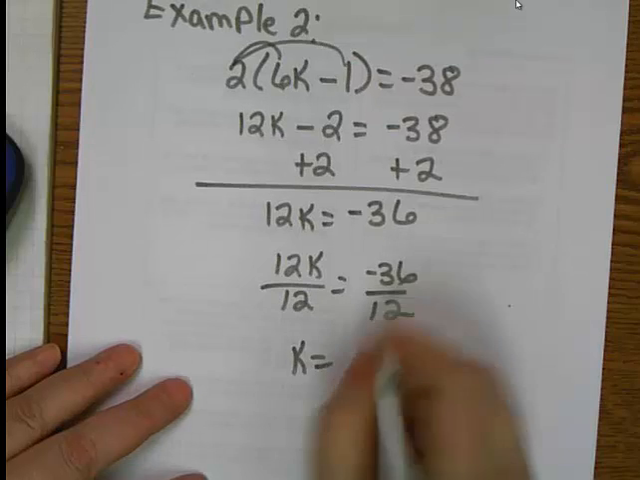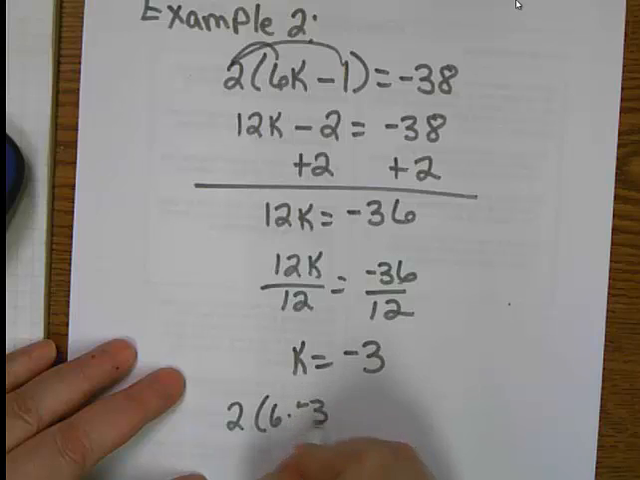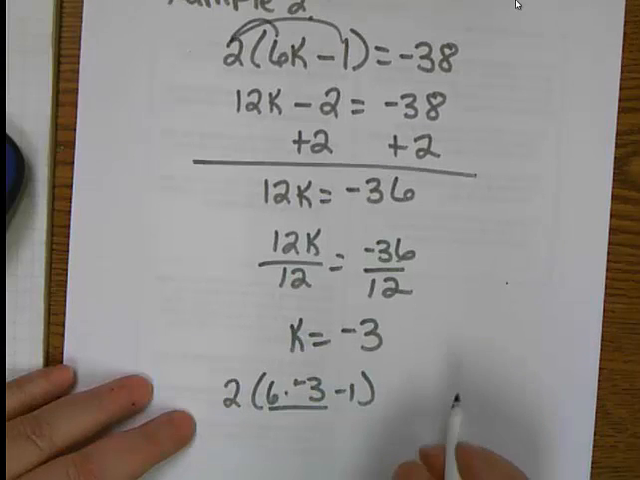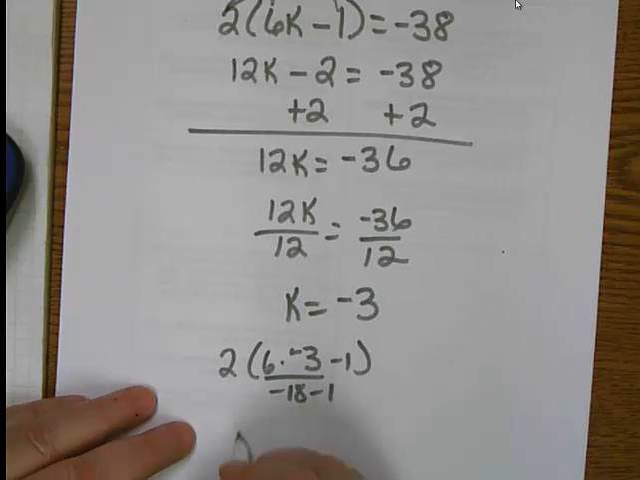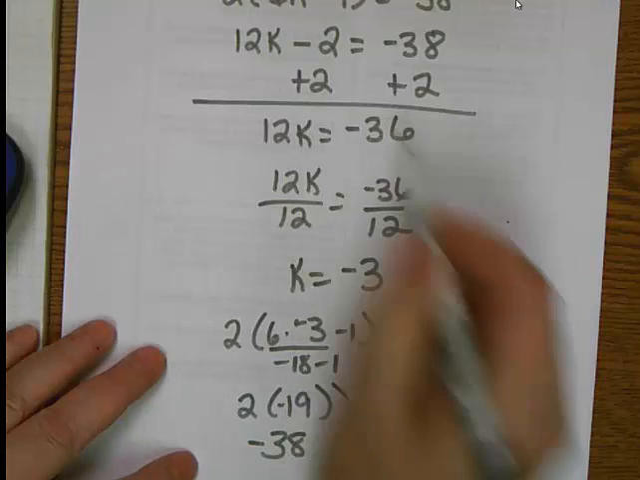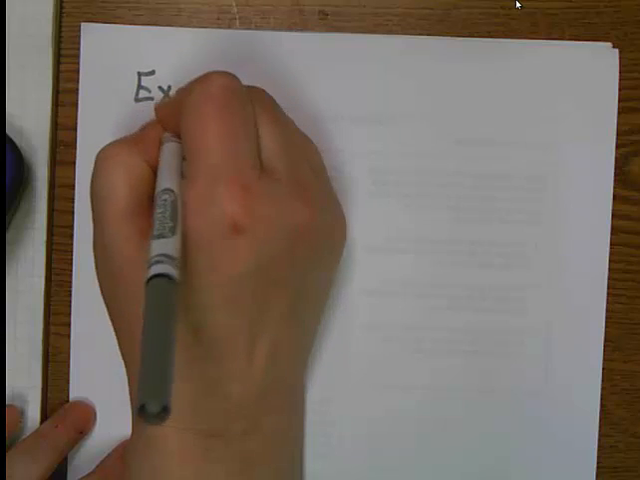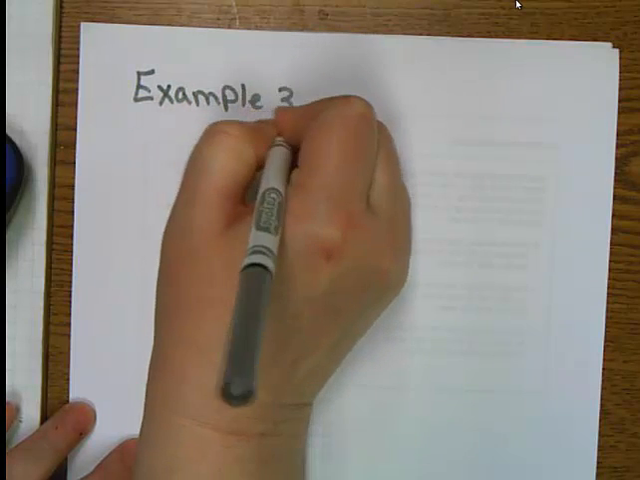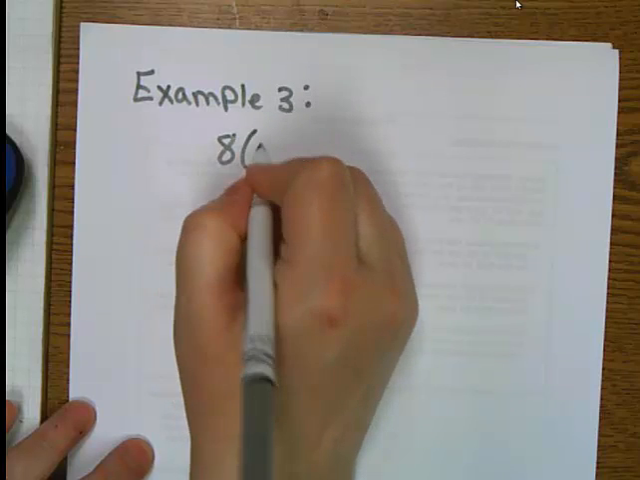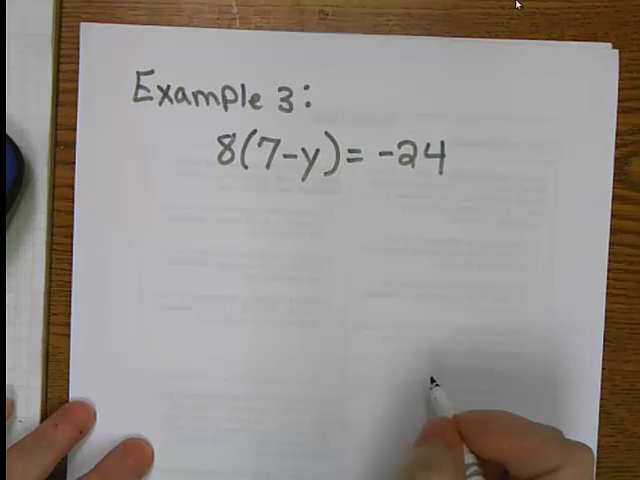K equals negative 3. Let's check it. 2 times 6 times negative 3 minus 1. 6 times negative 3 is negative 18, minus 1 is negative 19. 2 times negative 19 is negative 38. So it works. So my answer would be k equals negative 3. Let's try another one. This is going to be example 3. Go ahead and hit pause.